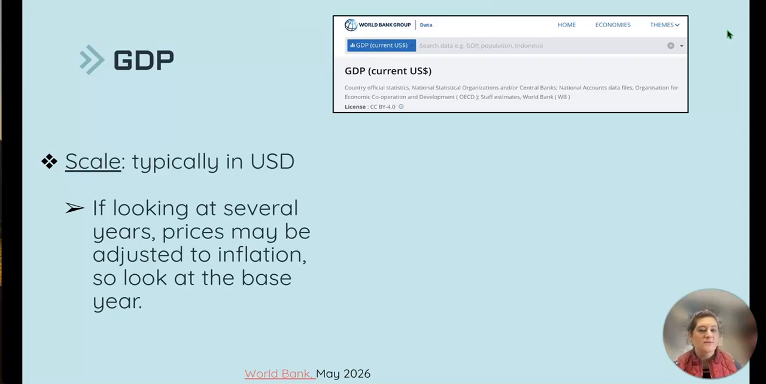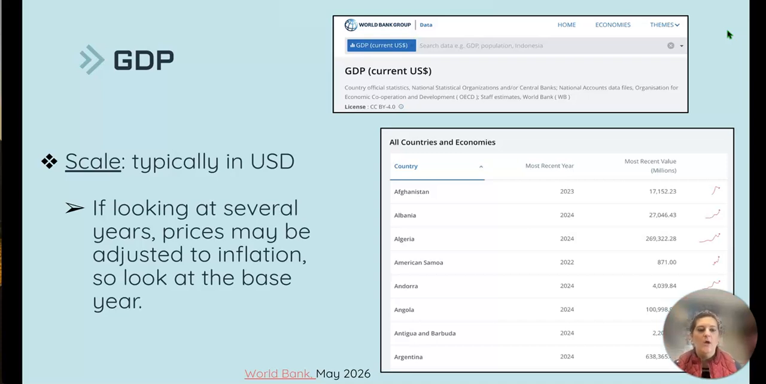And this goes for all of the metrics in this class. You want to be careful about when that data was produced. So look at the example on the screen. This is from the World Bank. The most recent information they have on GDP for Afghanistan is from 2023, as opposed to all the other countries in the screenshot are from 2024, right? So when you're looking at several years, you may need to think about inflation. So be careful about the years.